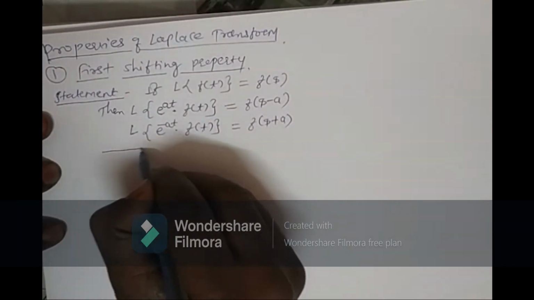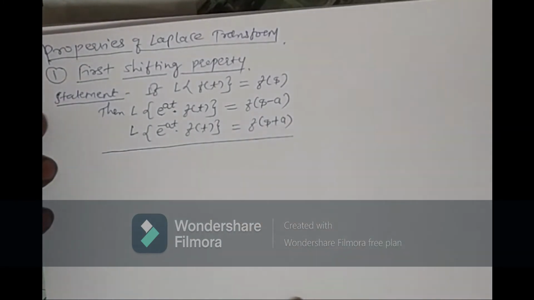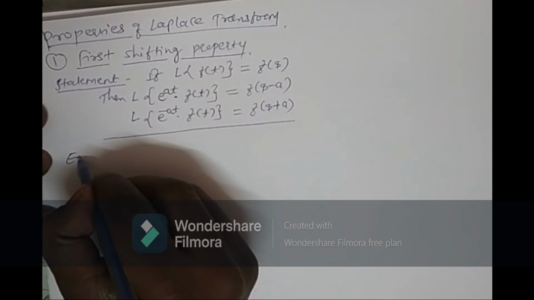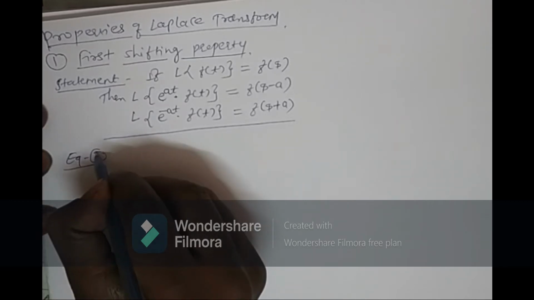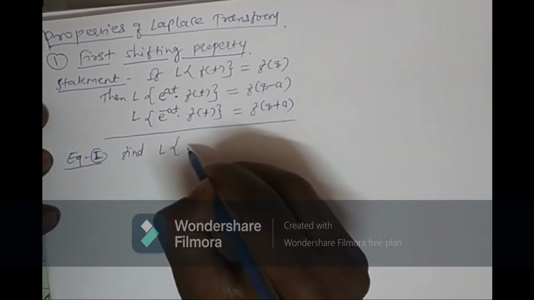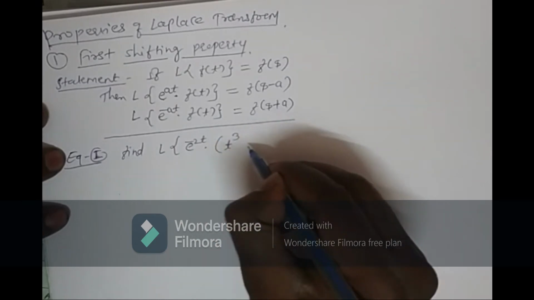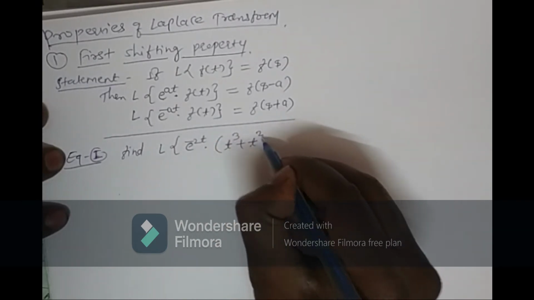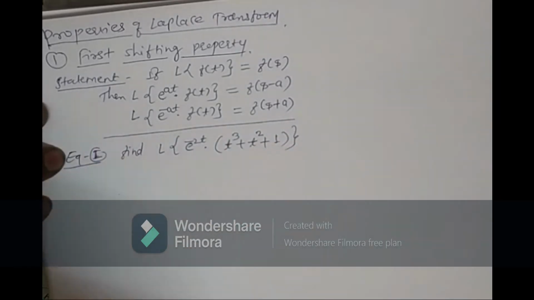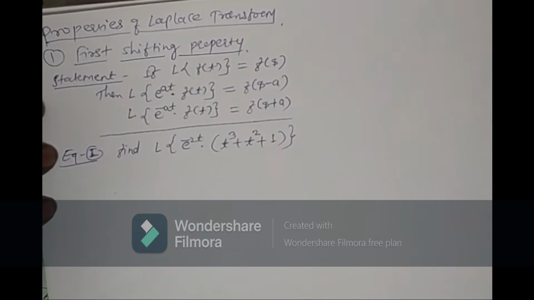Now let us try to use this particular property in the examples. So let us consider example number 1. Find Laplace transform of e raised to minus 2t into bracket t raised to 3 plus t raised to 2 plus 1. Okay. So let us suppose this example is given to you and you have to solve it by using the first shifting property.